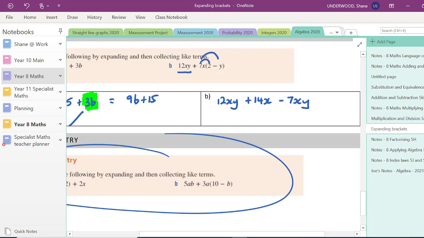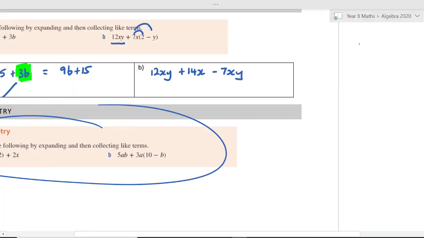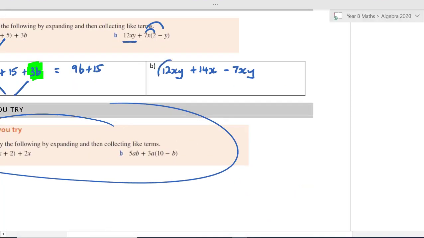Now, which of these can I collect as like terms? Can I collect 14x with 12xy? No. Can you see that the 12xy and the minus 7xy can be collected, because they have the same pronumeral? 12 take away 7, I've got 5xy, and we have 14x, and that is done.